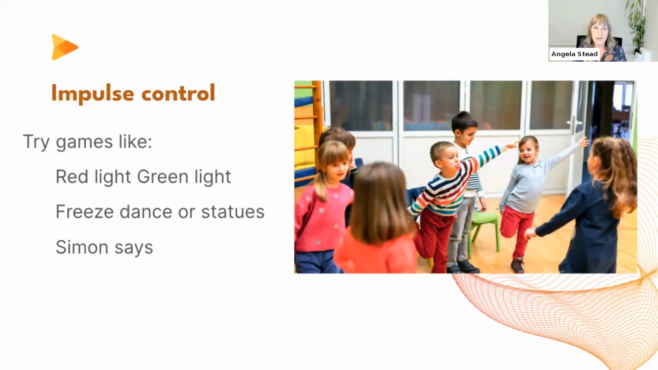Freeze dance, or statues, some people call it. So putting music on, and when the music stops, they have to stand still like a statue. Simon Says used to be called Simple Simon Says when I was younger, and that is Simon Says put your hand in the air, or Simon Says touch your nose. And it teaches impulse control because they will need to wait for the cue and not be driven just by their own impulses or enthusiasm.